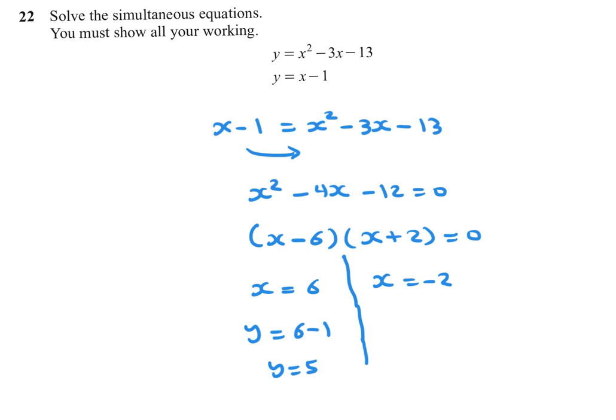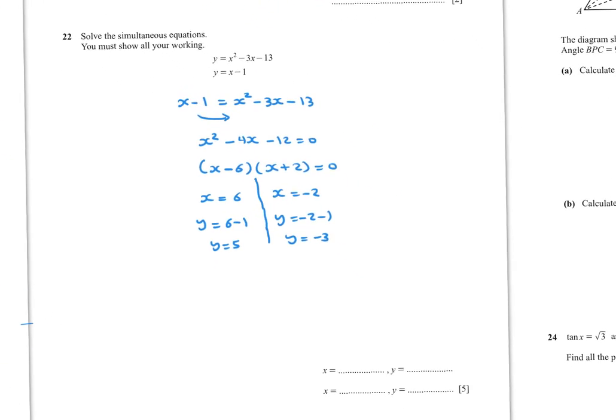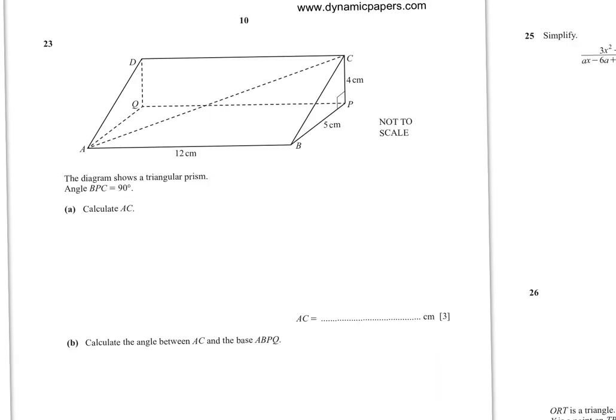If x is negative 2, then y equals negative 2 minus 1. So y equals negative 3. So the two solutions: x equals 6 and y equals 5; the second solution, x equals negative 2 and y equals negative 3.